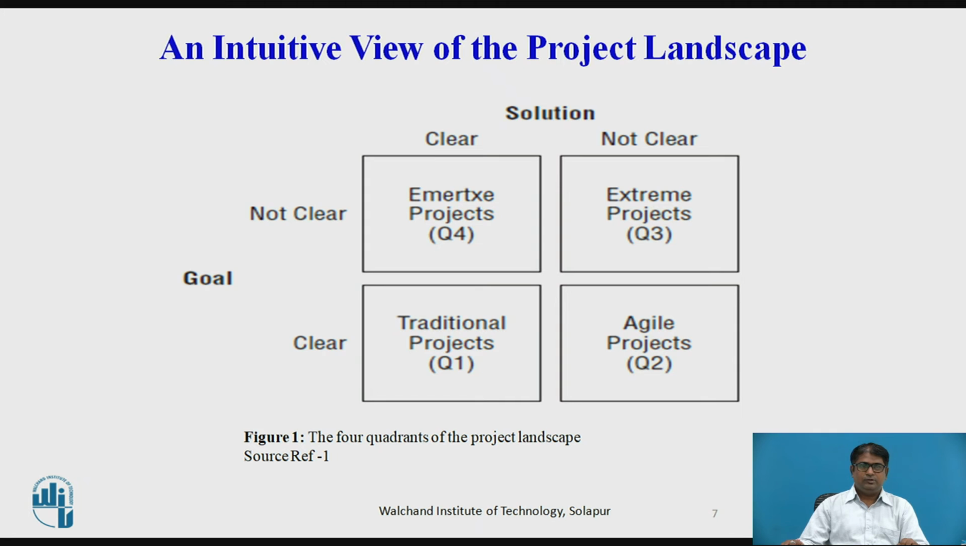The simple and intuitive model defines a project landscape around two characteristics: goal and solution. Every project must have a goal and a solution. Two values for each characteristic may generate a four quadrant matrix as shown in this diagram. You can see here the traditional projects are found in quadrant 1, agile projects are found in quadrant 2, extreme projects are found in quadrant 3 and emertxic projects are in quadrant 4.